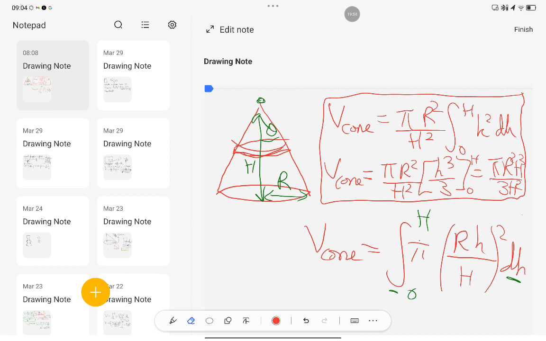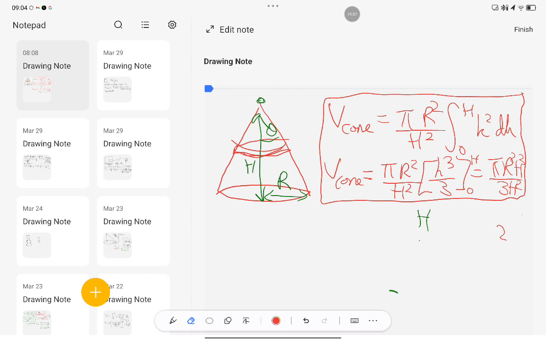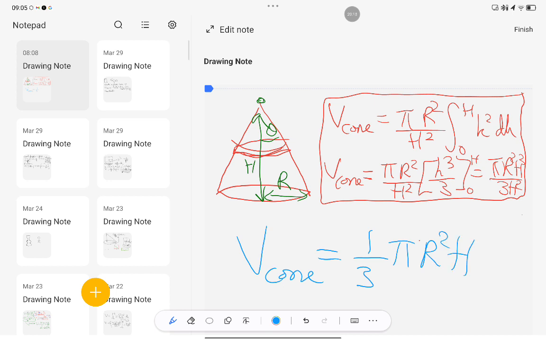And then if we cancel out the capital H as we can, we end up with our volume for our cone. So the volume for the cone is equal to 1/3 times pi capital R squared H. So in other words, it's essentially 1/3 of the volume of a cylinder which would have the same vertical height and radius of the circular base as our cone. Sorry, as our cylinder.